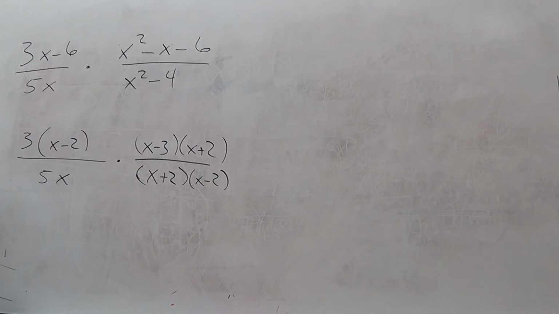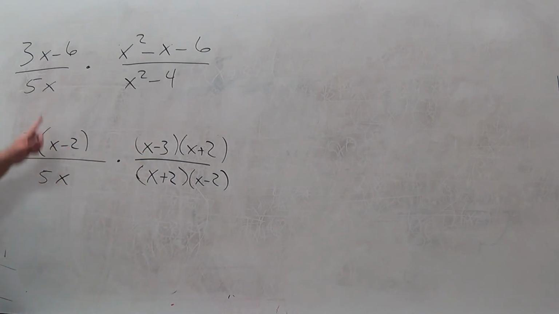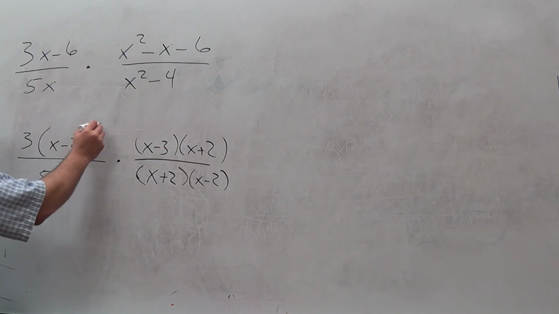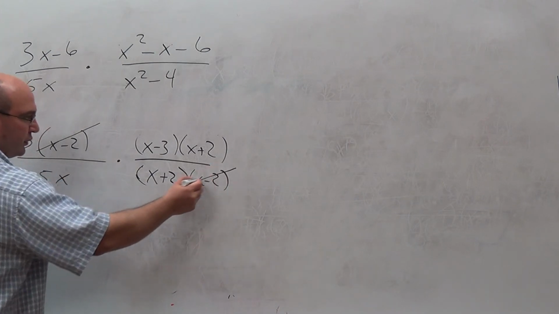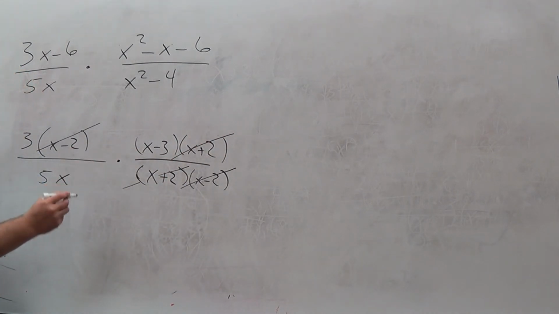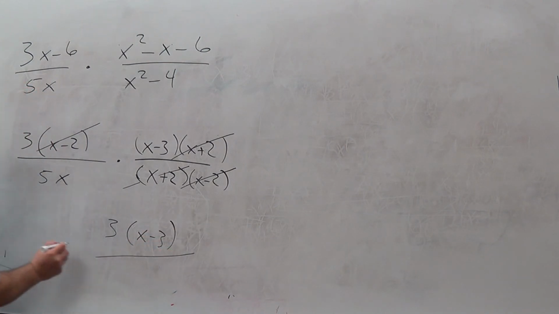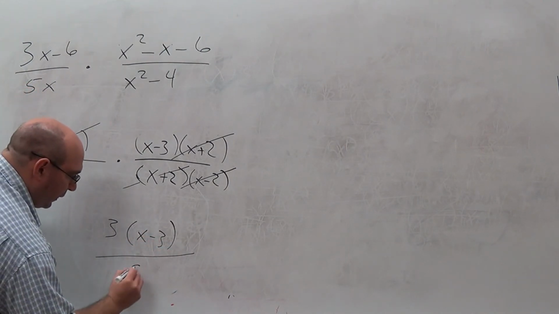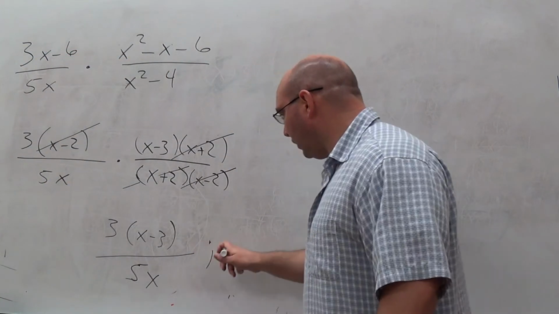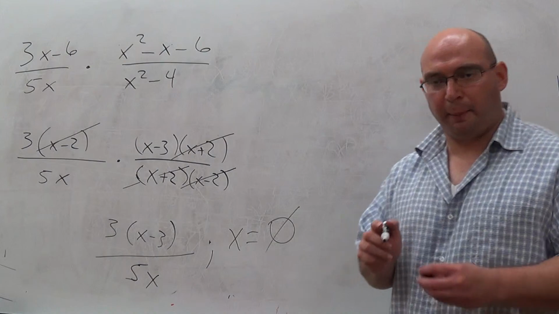Right? All right. Well, this is multiplication. We know multiplication is commutative, right? So I can reduce up and down. I can also cross reduce. So this x minus 2 is going to reduce this x minus 2. This x plus 2 is going to reduce this x plus 2. So I'm left with 3 times (x minus 3) over, there's my 5x, such that x is not equal to 0. Just like that.